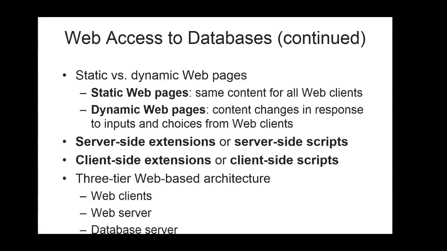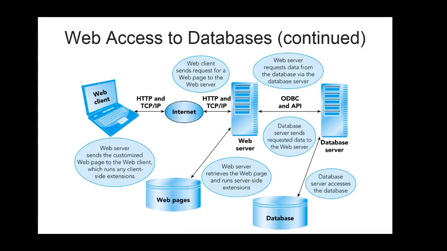Common Gateway Interface, or CGI, and application program interfaces, or APIs, are standard interfaces that provide this capability. Three-tier architecture is a common web-based architecture that is used: web clients, web server, as well as the database server. And this is an example of the three-tier web-based architecture.